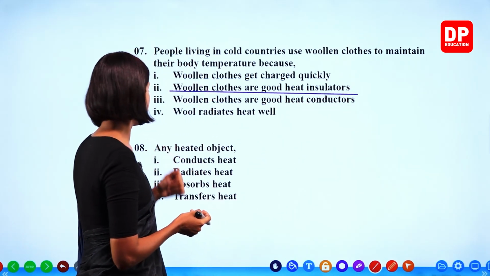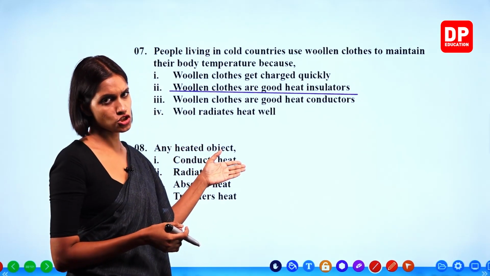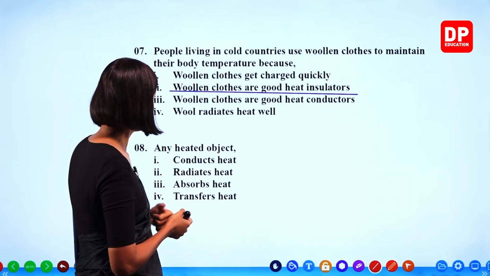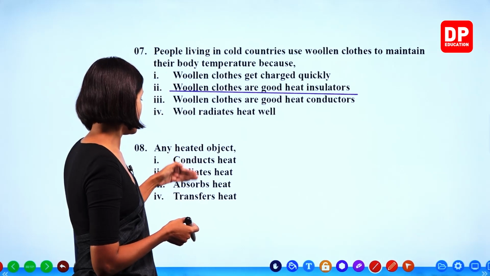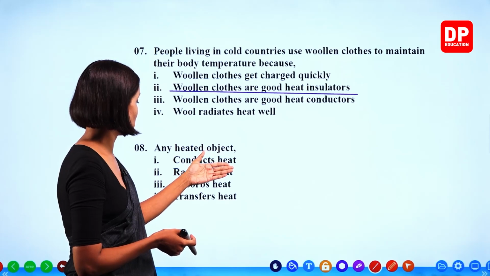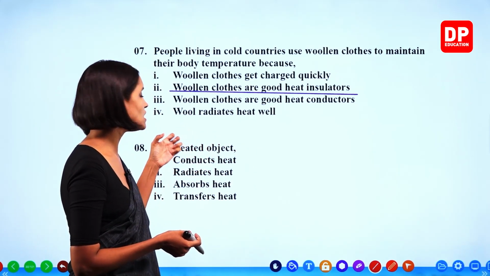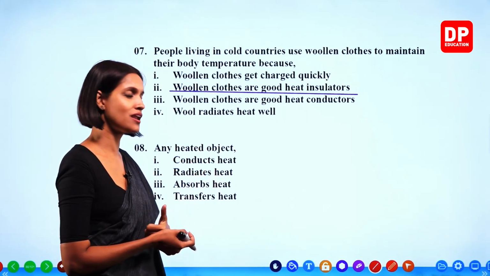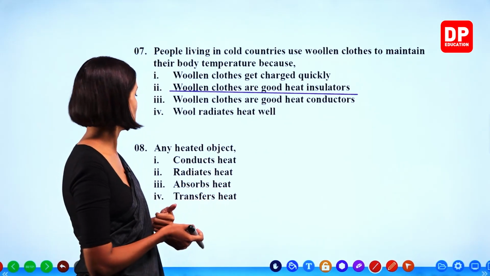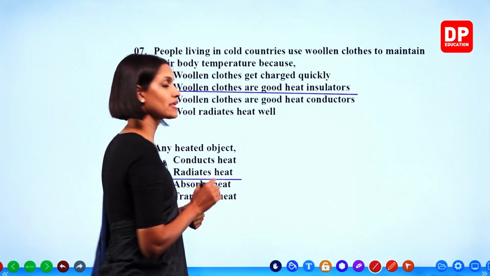Right. Number 8. Any heated object conducts heat. Is this true? No. Any heated object cannot conduct heat. Okay? Radiates heat. Absorbs heat. Only solids conduct heat. Right? Radiates heat. Just any object can radiate heat. Absorbs heat. Any heated object, there's a maximum it can absorb. Transfers heat. It's also not always possible, right? Any heated object radiates heat. Right, children?